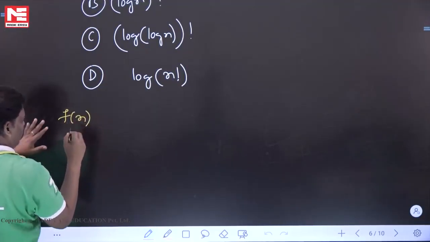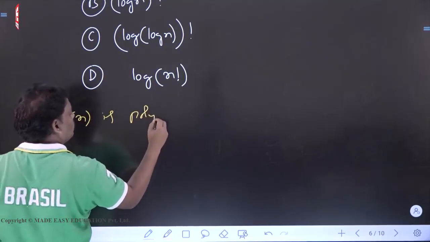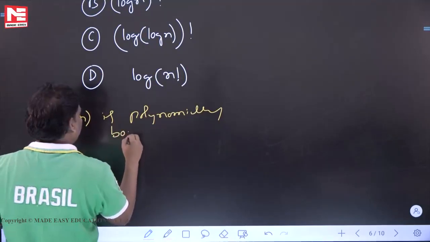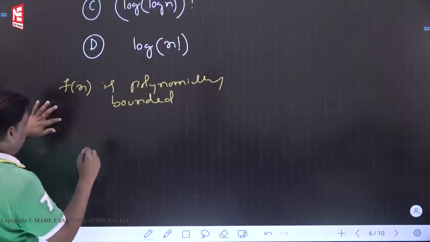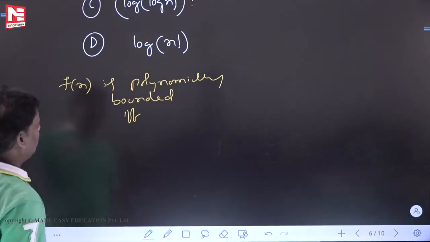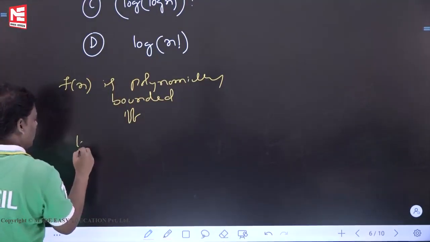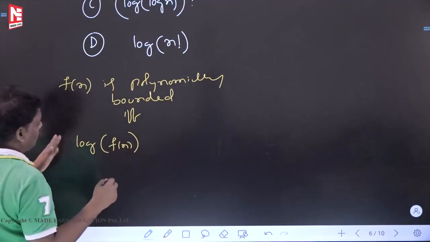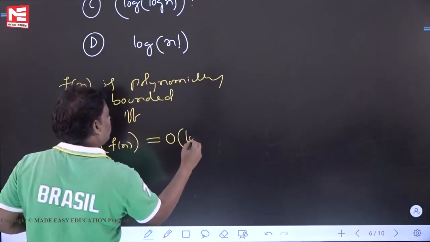F of n is a function. F of n is polynomially bounded. When can I say so? F of n is polynomially bounded if and only if, it is very simple, apply the log function: log of f of n is big O of log n.